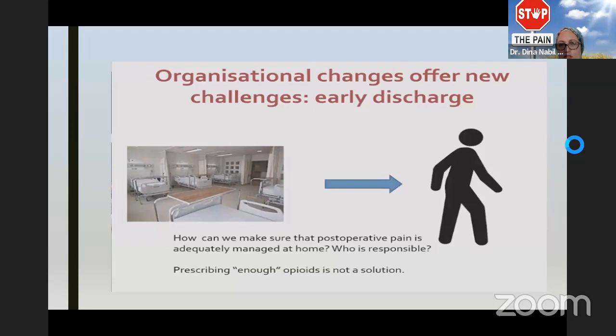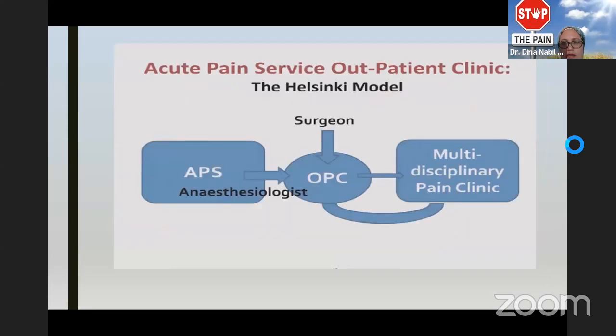How can we manage such a patient? We cannot send them home on opioid drugs. This is not a solution. We can develop a model to treat such patients by cooperation of the anesthetist, the surgeon, and the acute pain service team, together with the outpatient pain clinic, to develop a multidisciplinary approach for such patients.